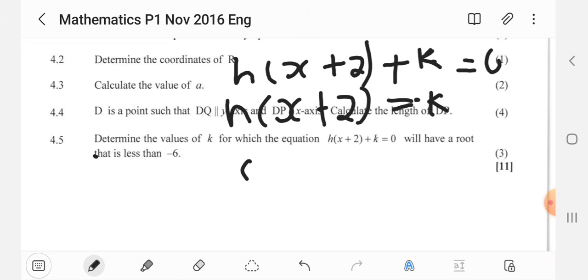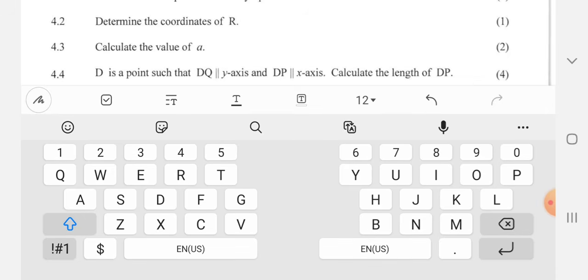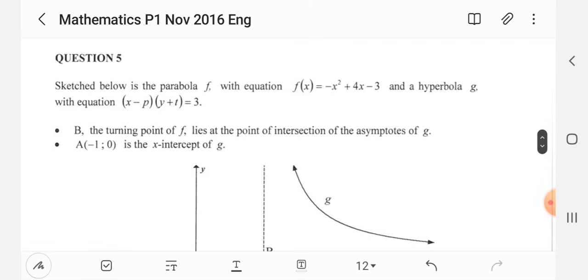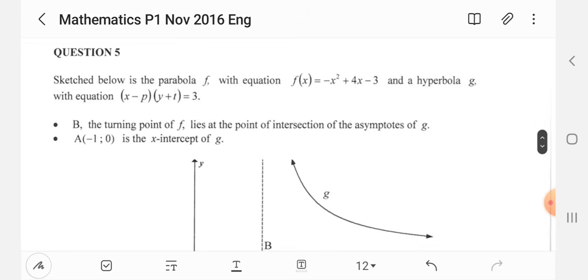-6. So when 0 is less than k and k is less than 1/81, then the values of k for which the equation h at x plus 2 will have a root that is less than -6. That is the answer for 4.5. 4.4. So we can look at 4.5.